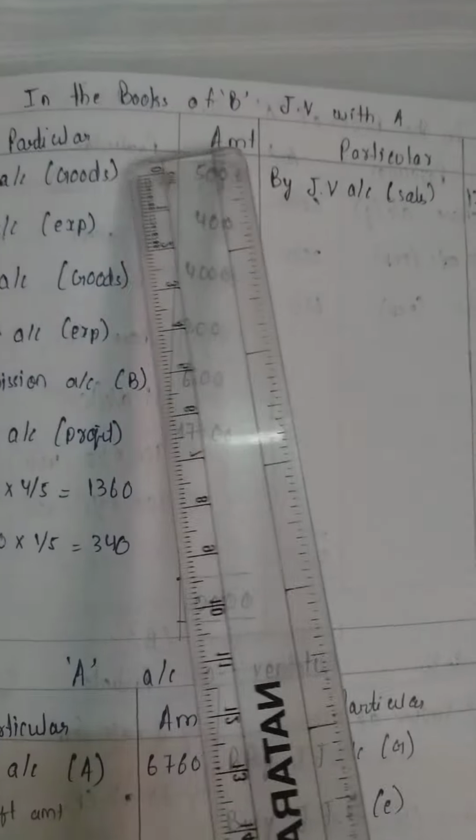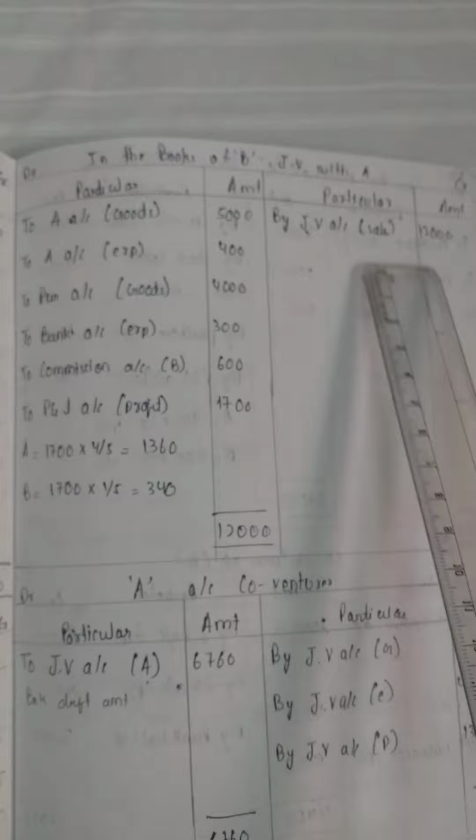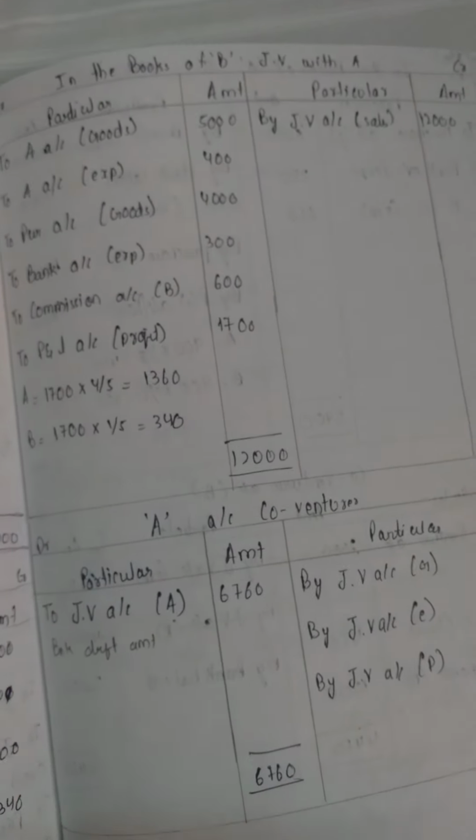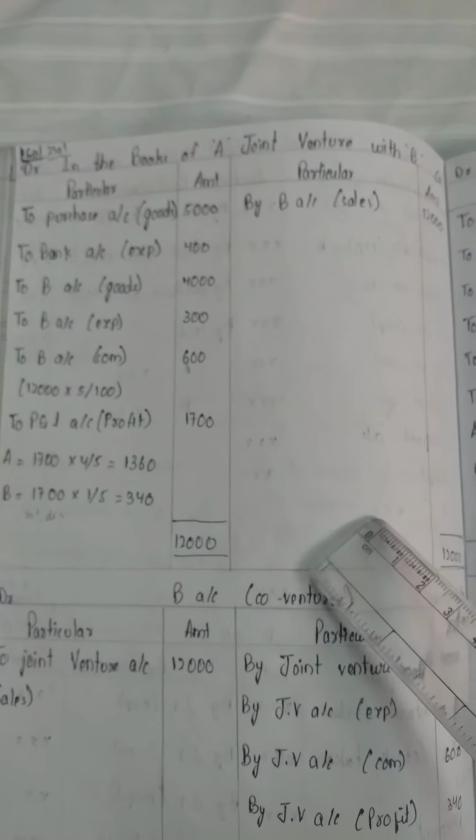So next, see, in the books of B, joint venture with A. So the pro forma is same, debit, credit, particulars, amount. So we have to write the same amounts here. To goods 5,000, to expenses 400, so we have to copy the same amounts what we have written in the books of A, then we have to copy in the books of B, same as it is. Next, moving on to this, in the books of B, joint venture with A, you can see we have to copy the same here.